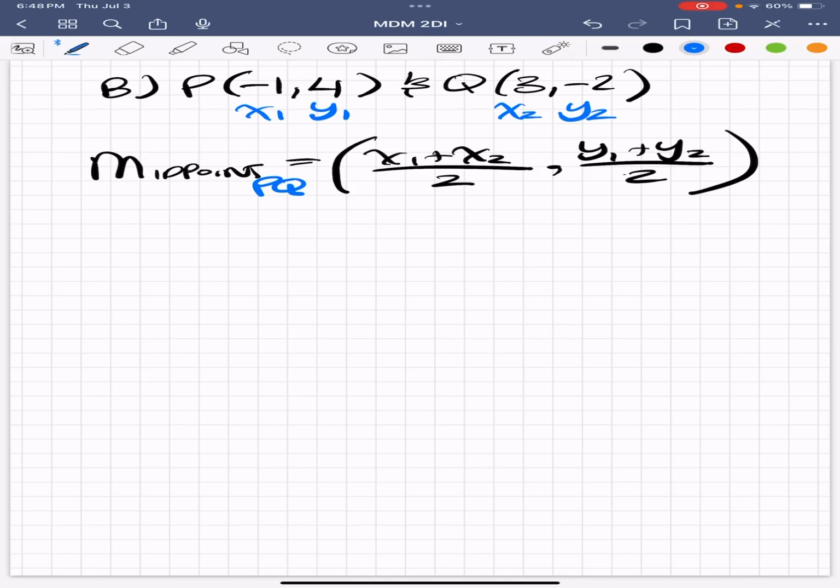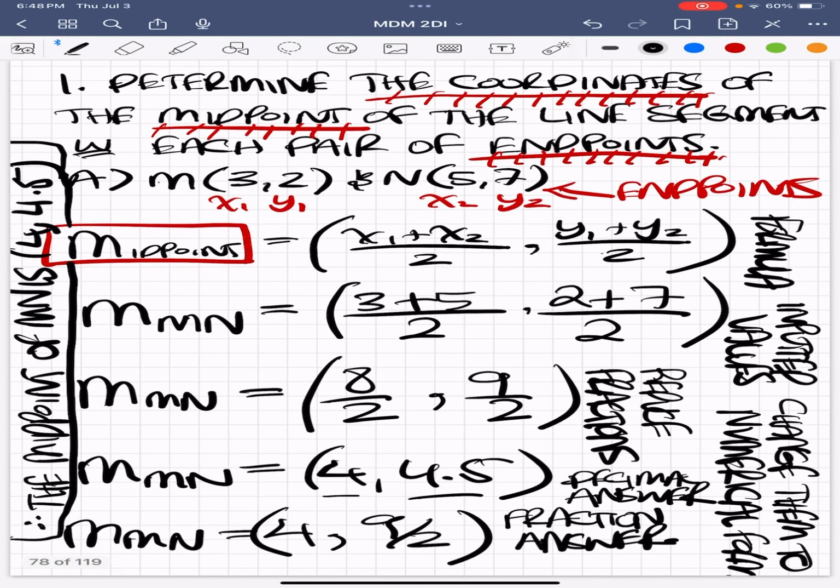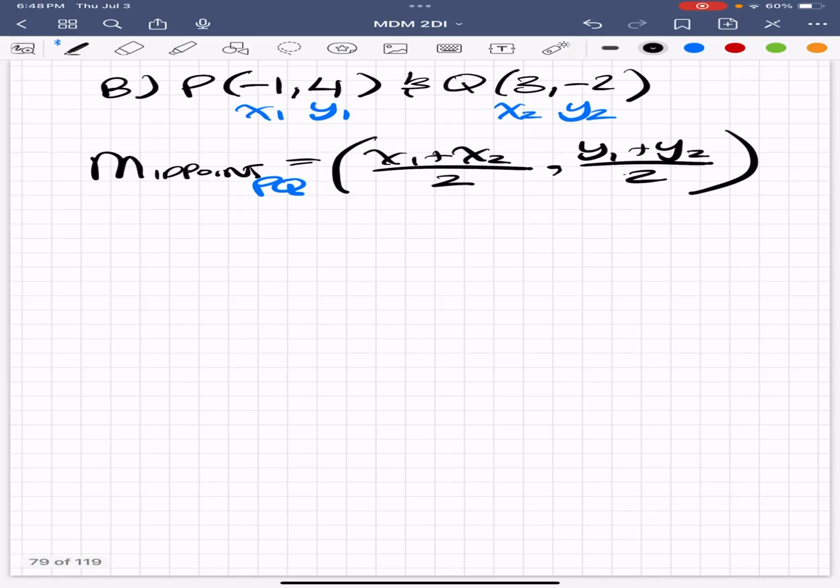Alright, so I have blue right now, but we'll see. And again, determine the coordinates of the midpoint of the line segments that are given to you with each pair of endpoints. So it's just that simple.